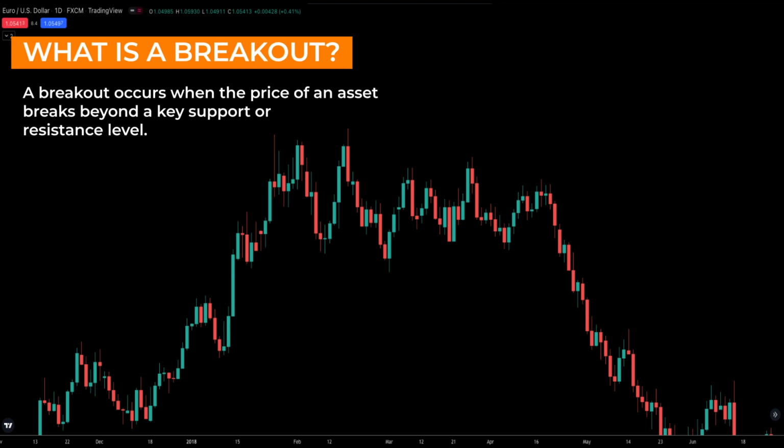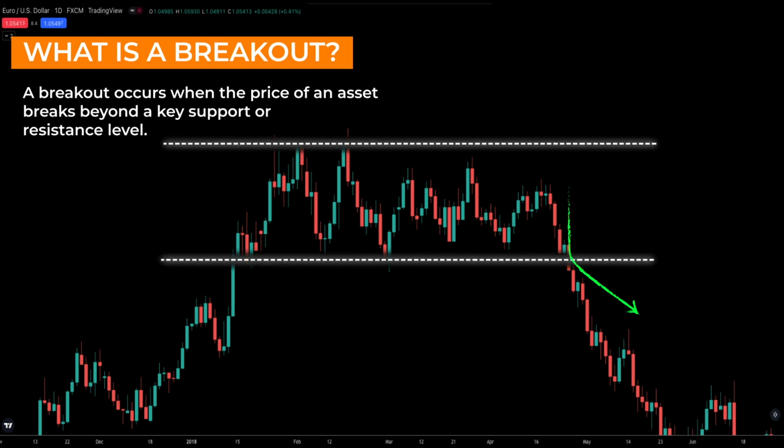Let's start with understanding what is a breakout. A breakout occurs when the price of an asset breaks beyond a key support or resistance level. This usually leads to huge price movements. Breakouts also occur when the price breaks out of a consolidation range.